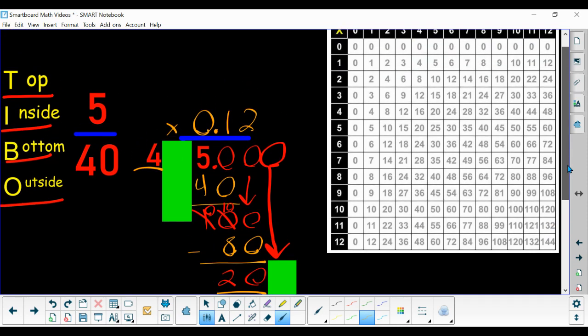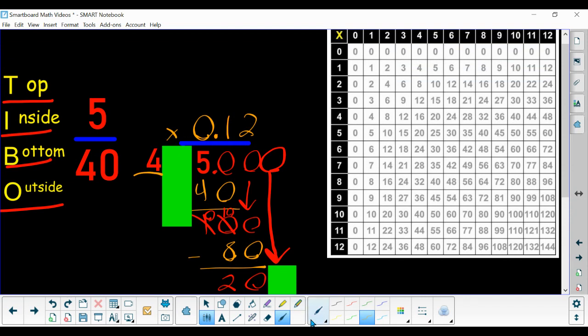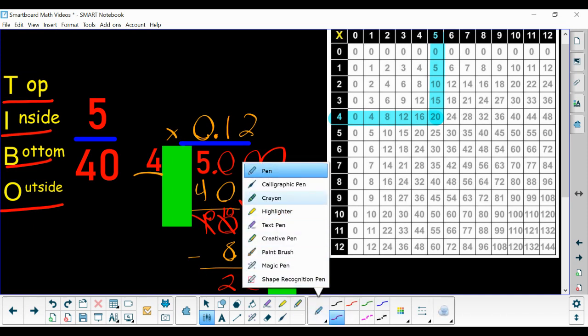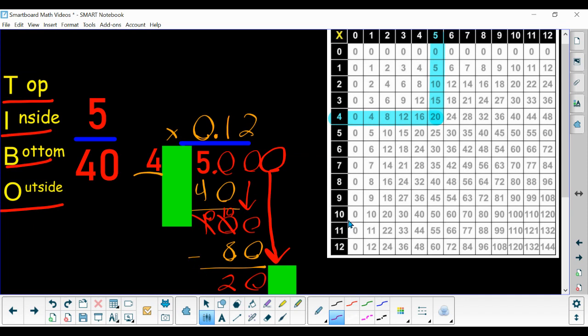If that still gives you trouble figuring out how many times 4 goes into 20, use your multiplication chart. So let's go to 4 and see if we can get up to 20. Yep, right there. So what number are we going to pair 4 with? 5. Give me a minute. Something's wrong with my pen. It'll fix itself. There we go. Took a while. 4 times 5 gives me 20.